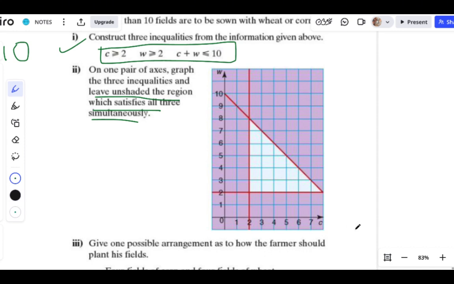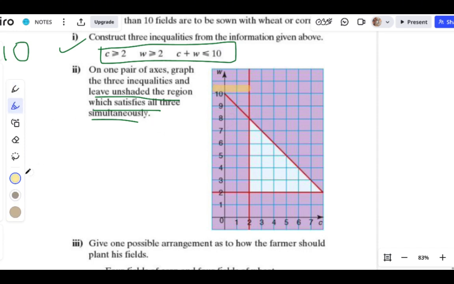So on the C axis, at the value 2, draw a solid line across it. You say C is greater than or equal to 2. So we would have shaded here if they wanted us to shade the region which satisfies the inequality, because C greater than 2 is on the right side of this solid line. But they say we should leave it unshaded, so don't shade this way. We definitely go to shade the opposite way.